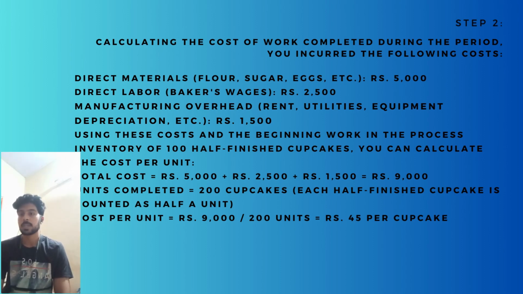Using these costs and the beginning work in process inventory of 100 half-finished cupcakes, you can calculate the cost per unit. Total cost: rupees 5,000 plus 2,500 plus 1,500 is 9,000. Units completed is 200 cupcakes. Each half-finished cupcake is counted as half a unit. Cost per unit is 9,000 rupees divided by 200 units, that is 45 per cupcake.